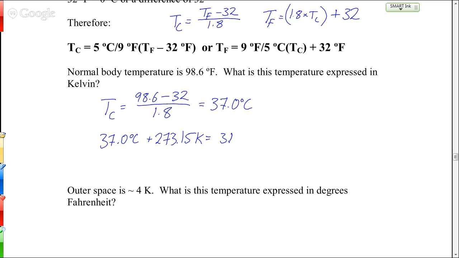And we get 310.2 when we truncate for significant figures. Is that what you got? Great.